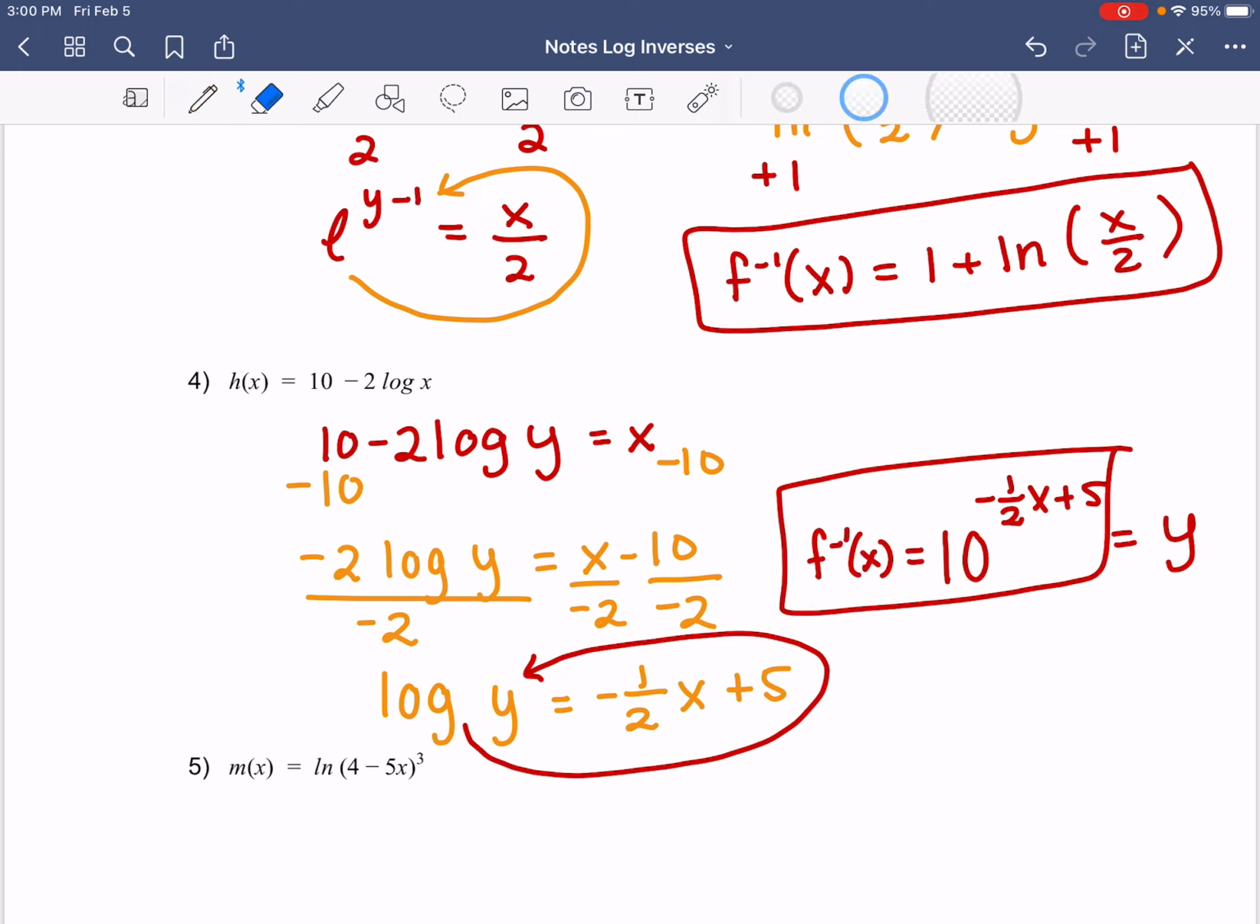So if your original problem had a log, this is just going to have a 10. If your original exponential problem had a 10, then your answer will have a log.